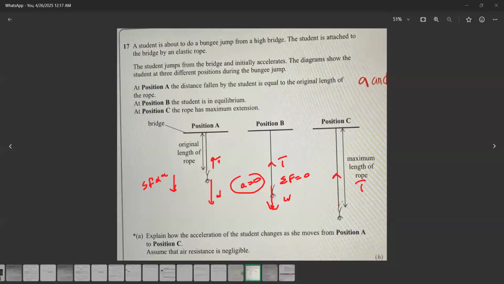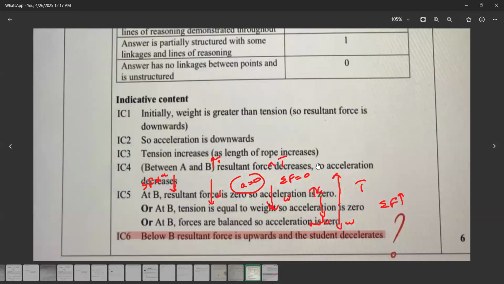So here, the tension is more than the weight. If the tension is more than the weight, now the resultant force is upward. If the resultant force is upward and the direction of motion is downward, the object will decelerate, or slow down. So the point is that tension increases as the length increases.